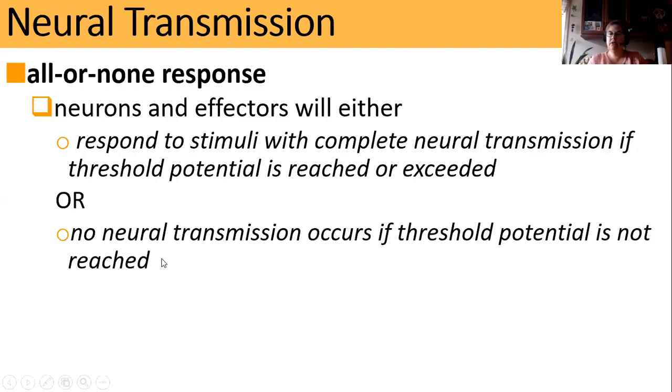Okay, so those are the only two things that can happen. Either it'll respond completely or it won't respond at all. So we either get a wave of depolarization or we get nothing. We never get a faster wave or a slower wave. It doesn't matter how much stimulus there is. If it's just met the threshold by a teeny tiny increment, or if it's well exceeded the threshold, it doesn't matter. It'll respond all the way or not at all. Okay.